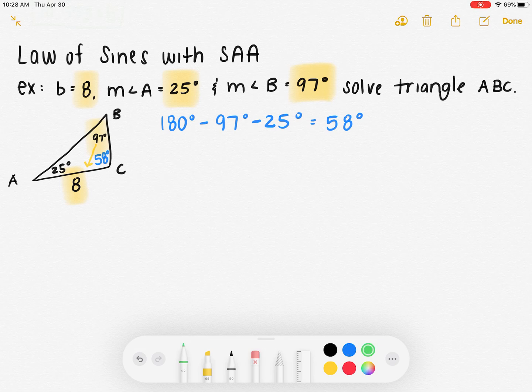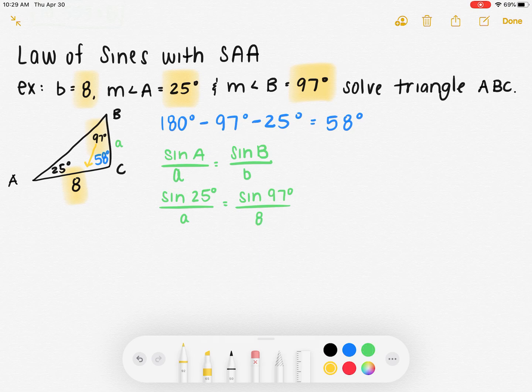Let's find side A first. So if we're going to find side A, I'm going to use sine of A over A. And we just talked about why I'm going to use sine of B over B. And I'm going to plug in what I know. I know angle A is 25 degrees. I don't know side A, that's what I'm looking for. I know angle B is 97 degrees and side B is 8.